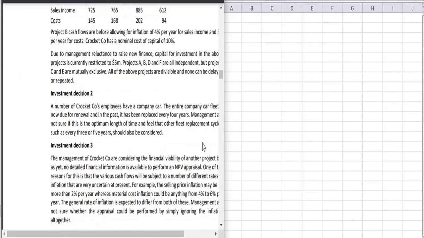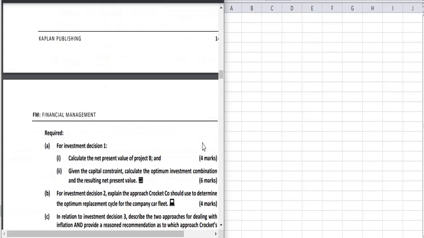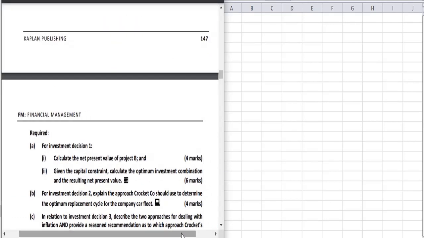Okay, so in today's video we are going to do the Crocket Company question. The first requirement is, for investment decision 1, calculate the NPV of project B, and second, given the capital constraint, which means capital rationing, calculate the optimum investment combination and the resulting NPV. Okay, so first we will do part A.